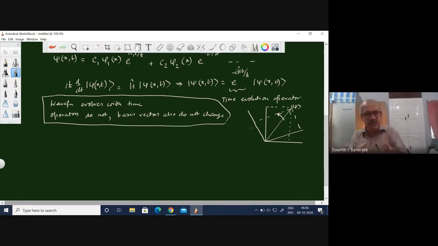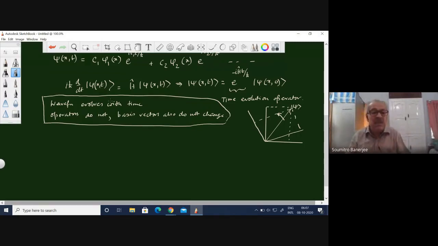So there are two possible alternative ways of picturing it. One is where the basis or the operators do not change, but the psi changes, and as a result the projections change. Or the psi stays put, but the operators change, and as a result their basis vectors also change, and what we obtain as the projection also remains the same. These are the two possible ways of seeing it.